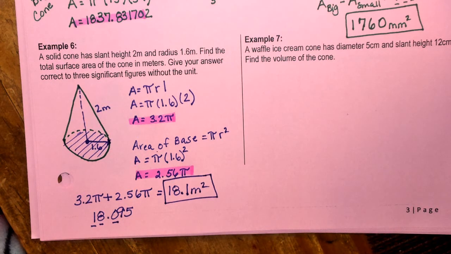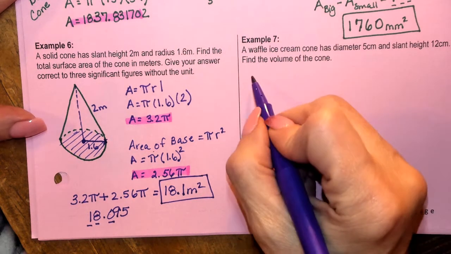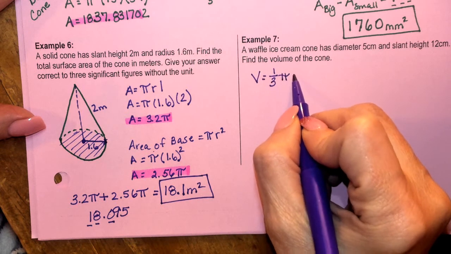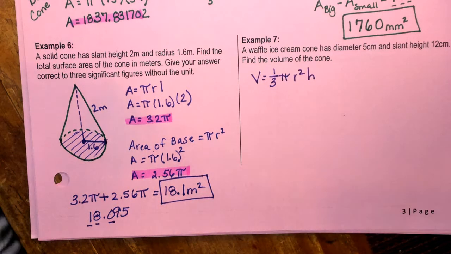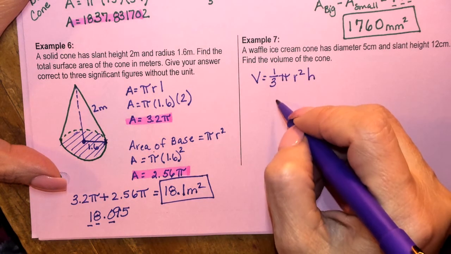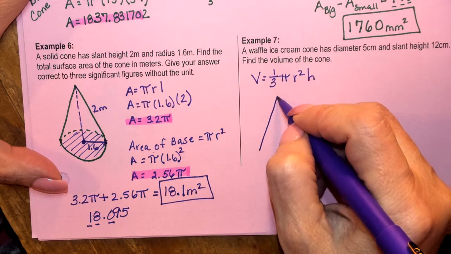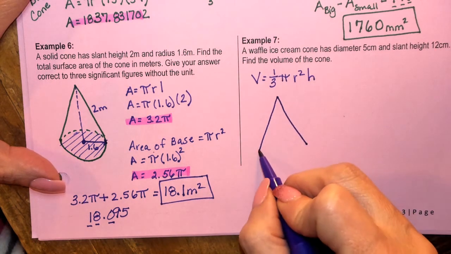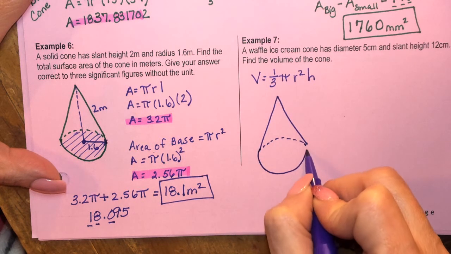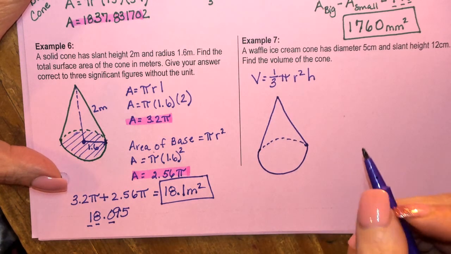All right, example 8. A waffle ice cream cone has a diameter of 5 centimeters and a slant height of 12. Find the volume of the cone. Okay, well, I know the volume of a cone is 1/3 pi r squared h, and h is just the height of the cone. So let's see. I'm going to draw an upside down cone, y'all, because I can barely draw these as it is, let alone try and invert this and draw it the other way. Just pretend like the paper's been flipped.